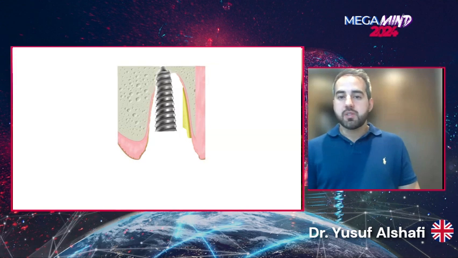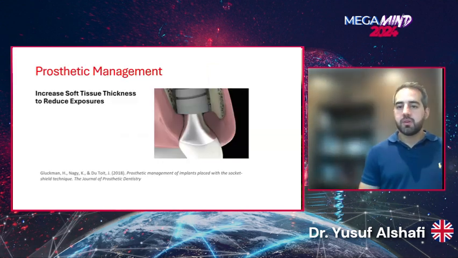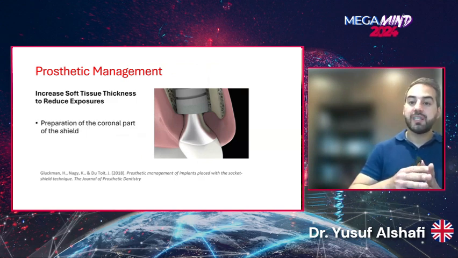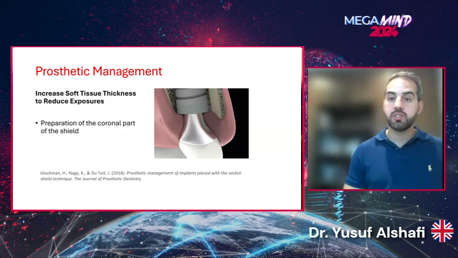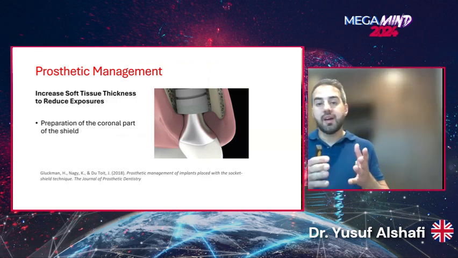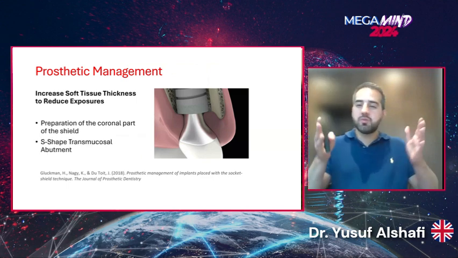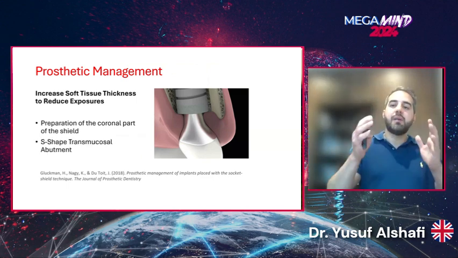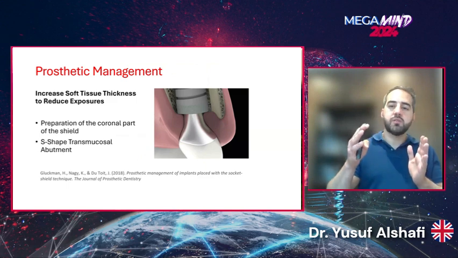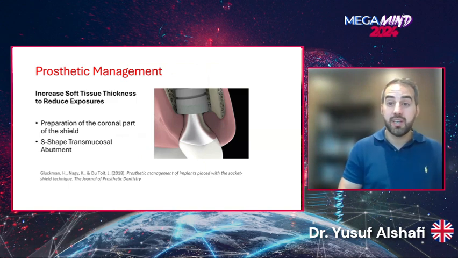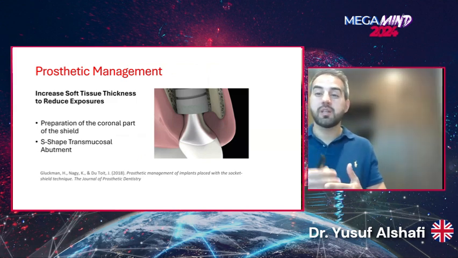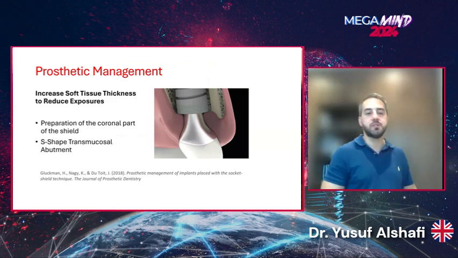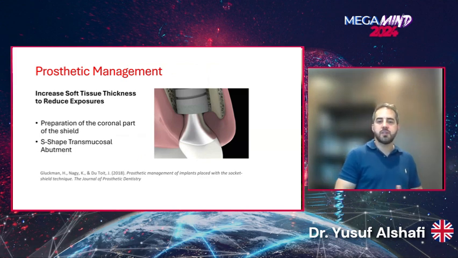Now, when we look at the prosthetic management, beveling of that shield, as I just mentioned, is really, really important because we want to increase the soft tissue thickness. And there are two ways to do that. Beveling that coronal part of the shield, but also having an S-shaped transmucosal abutment, to start very, very narrow and then come out. Both of those things create a bit more space for our soft tissue, and this will reduce the complications. One of the complications is shield exposures, where the shield comes through, and I'll show you later what that really means.